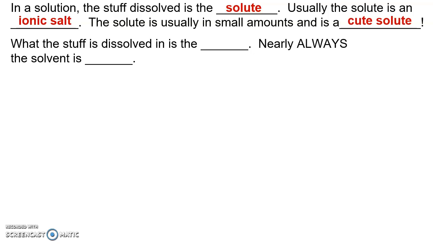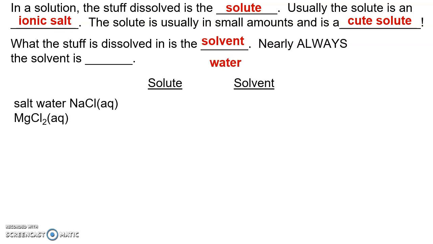What the stuff is dissolved in is the solvent, and for us it's always going to be pretty much water. So if you take two solutions, one is salt water, or NaCl(aq) as we would write it in chemistry, or MgCl2. So see the aq after that, that means water. So in this case, the solvent for both of those is going to be water. The solute is what precedes the aq. So NaCl or salt, or in this case, MgCl2. So the entire compound would be considered the solute.